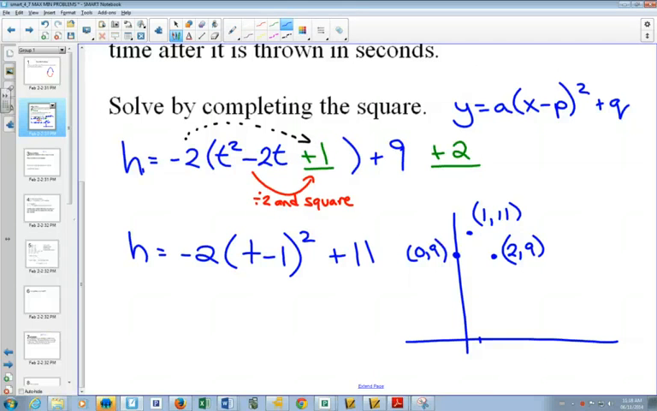What would be the next thing you do? Over 1, down 2, over 1, down 6. Because normally it's 1, 3, 5, 7, right? That's if the a value is equal to 1. Our a value is equal to 2, so all of these numbers would get doubled as far as being able to graph it.